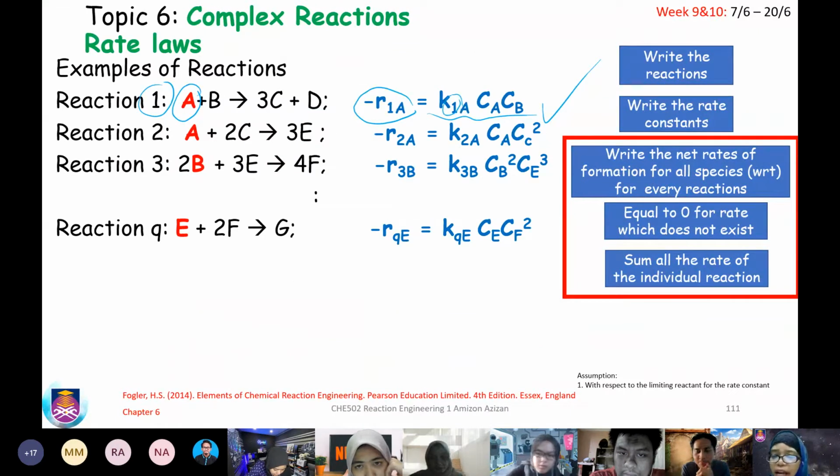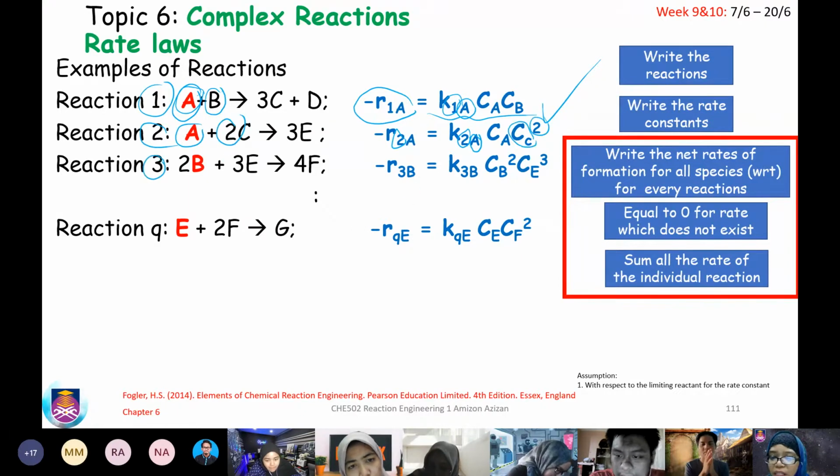K1A for reaction number 1, species A, is simply CA times CB because you have 1 stoichiometric value. Then for reaction number 2, K2A, then CA and CC to the power of 2 because we have 2 as the stoichiometric value. Same goes for 3, and so on. The last equation, K6E, CE, then we have 2, then CF squared. Very easy.